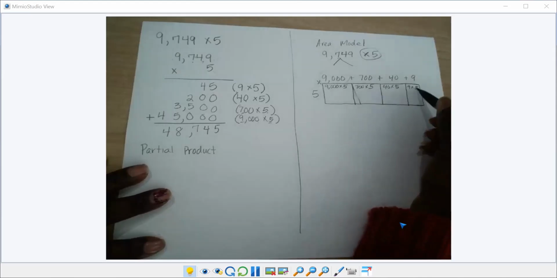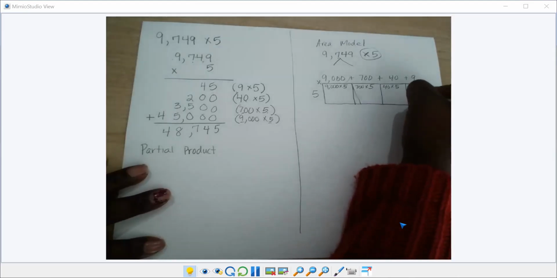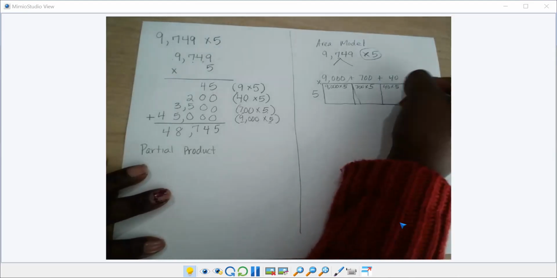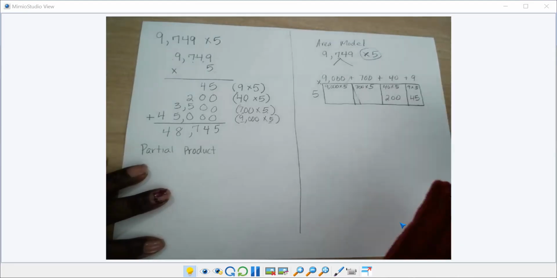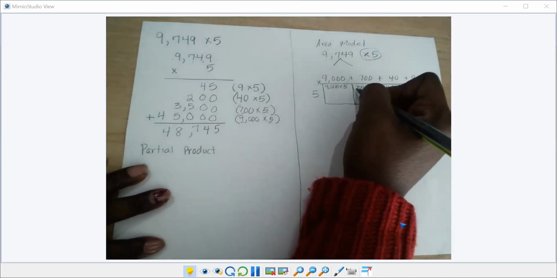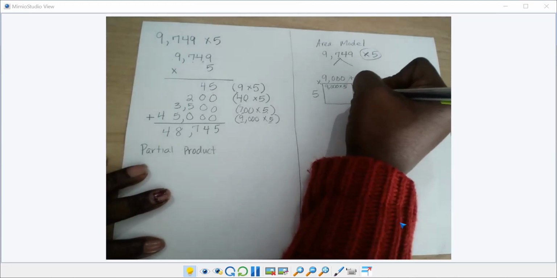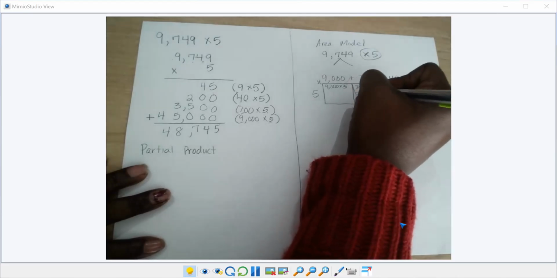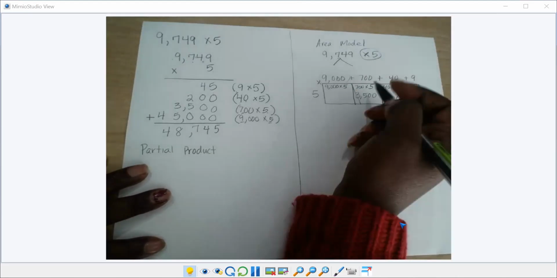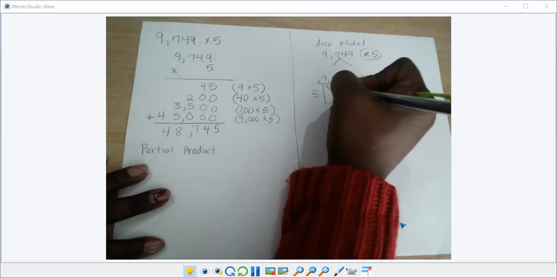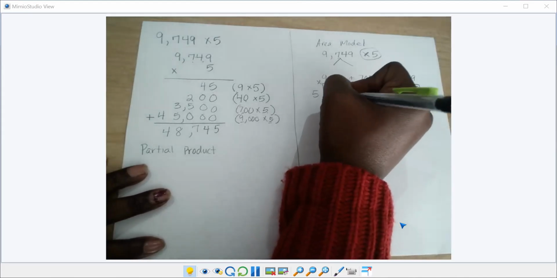So I'm going to start here with 9 times 5. 9 times 5 is 45. 40 times 5 is 200. 5 times 700 is 3,500. And then 9,000 times 5 is 45,000.